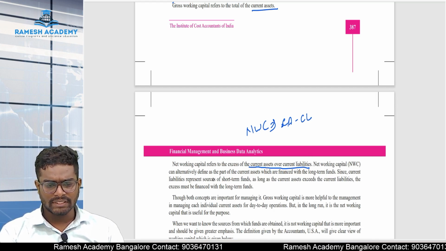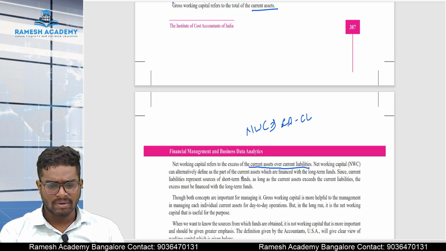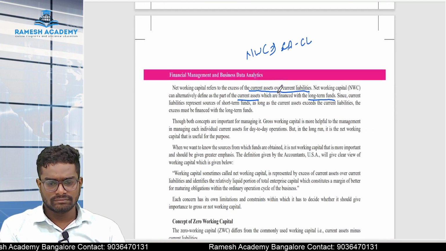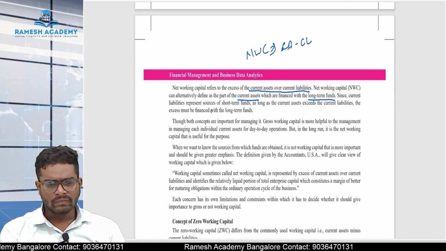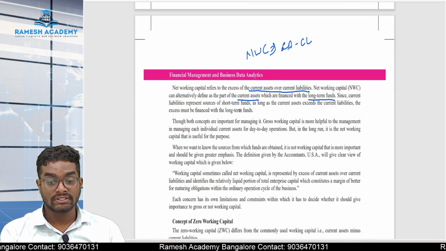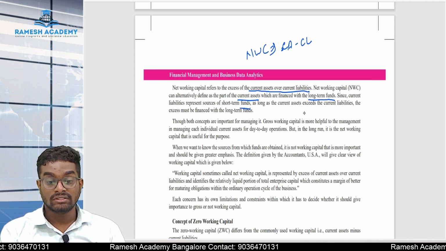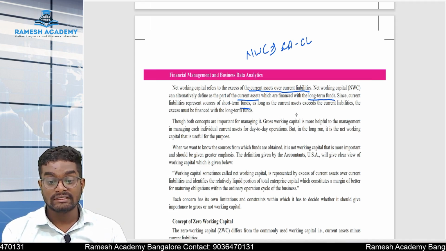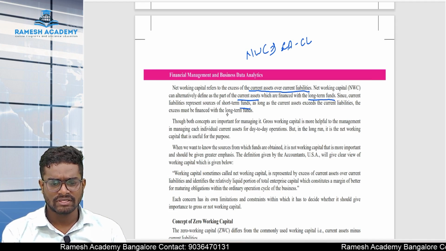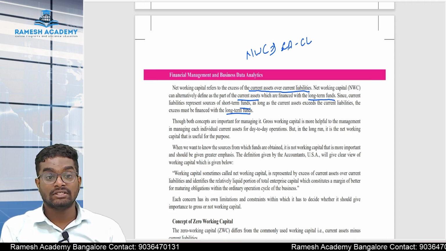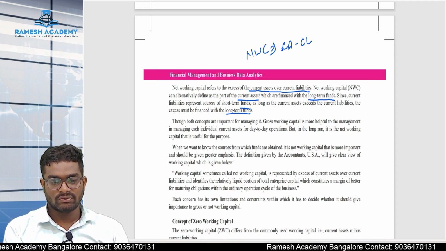Net working capital can alternatively be defined as part of current assets which are financed with long-term funds. Since current liabilities represent sources of short-term funds, as long as the current assets exceed the current liabilities, the excess must be financed with long-term funds. Sometimes working capital also will be financed through long-term funds. That's what they are referring to here.